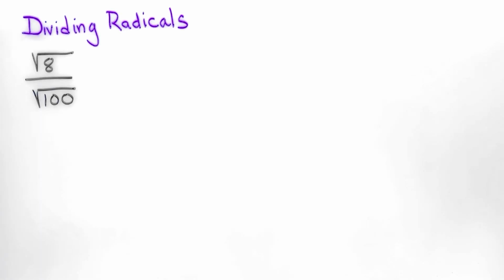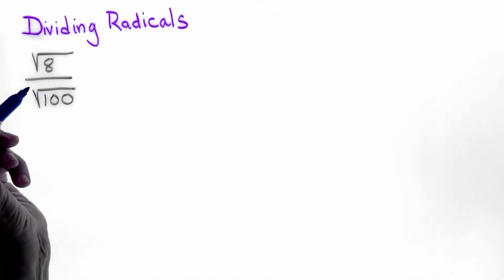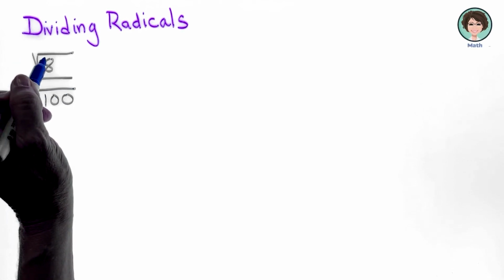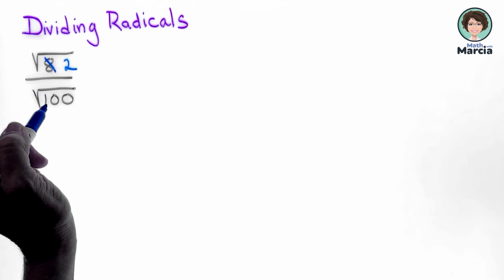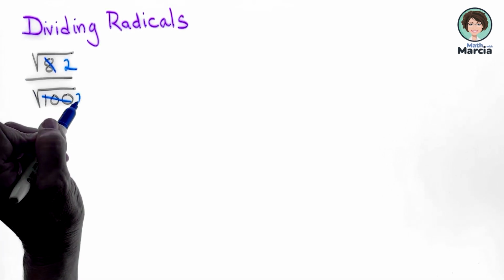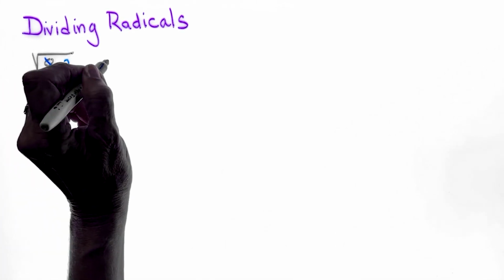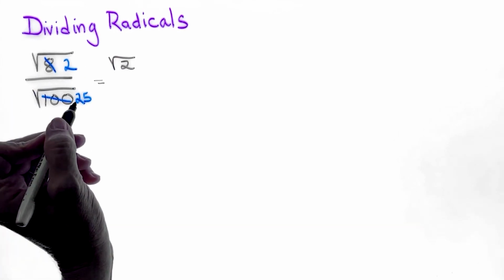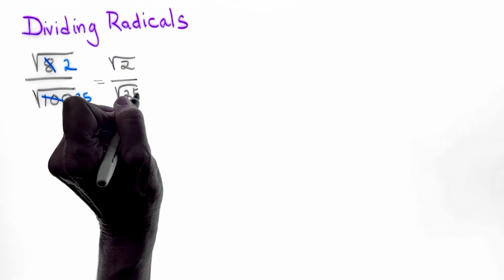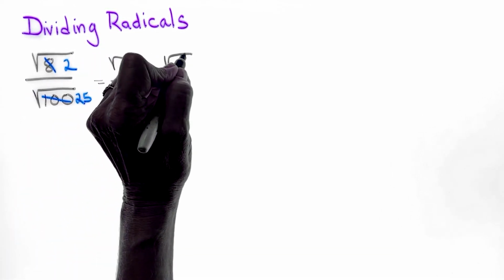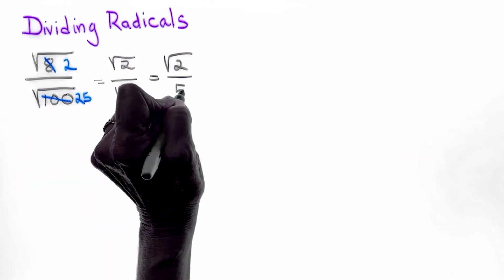This lesson deals with dividing radicals. I have the square root of 8 over the square root of 100. Well, I know that both 8 and 100 are divisible by 4. So 8 divided by 4 is equal to 2, and 100 divided by 4 is equal to 25. So for my numerator, I now have the square root of 2. For my denominator, I have the square root of 25. And we know the square root of 25 is a perfect square, so our answer is the square root of 2 over 5.